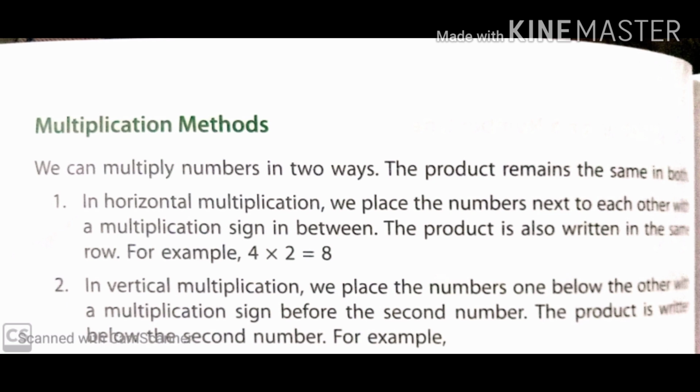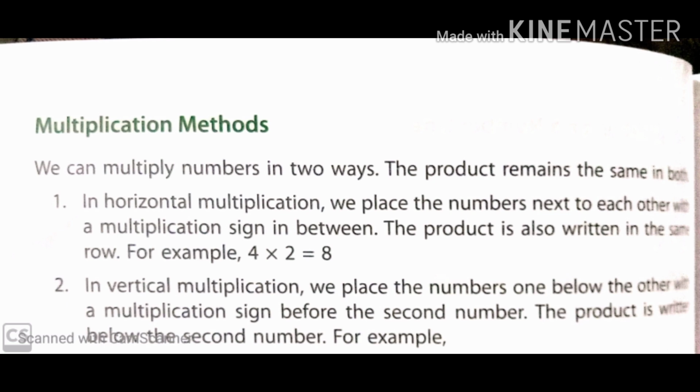So number 1, in horizontal multiplication, what we do? We place the numbers next to each other with a multiplication sign in between. The product is also written in the same row. For example, 4 into 2 equals to 8.